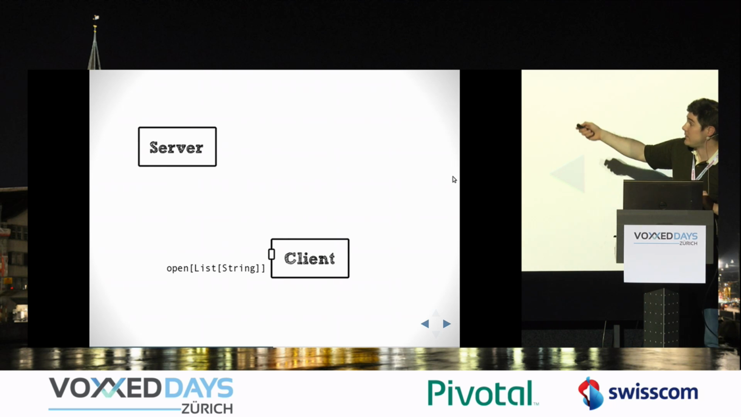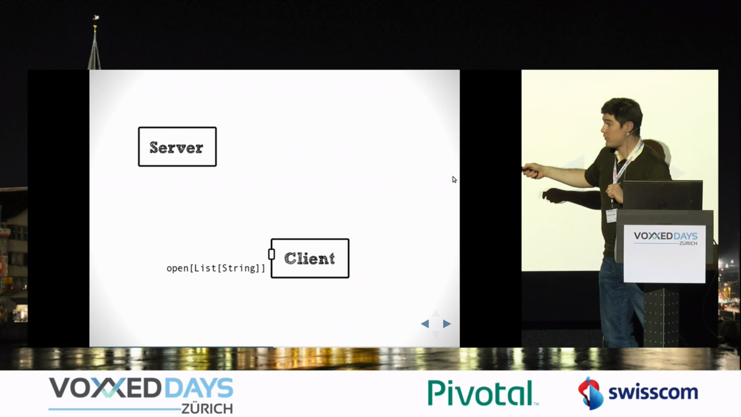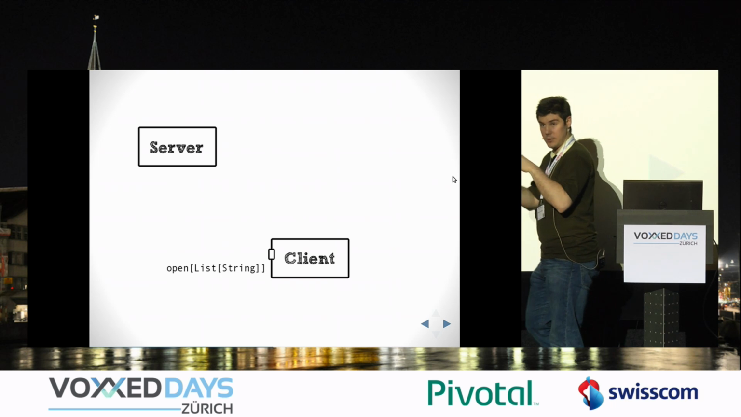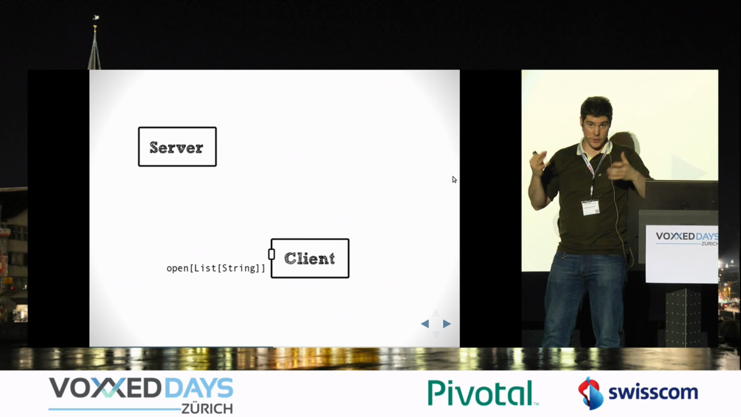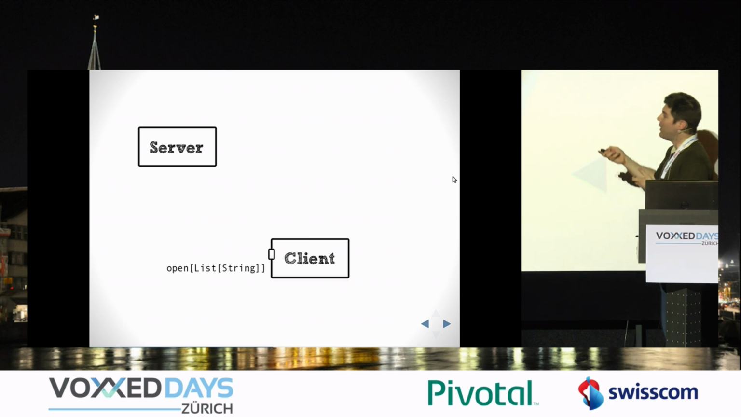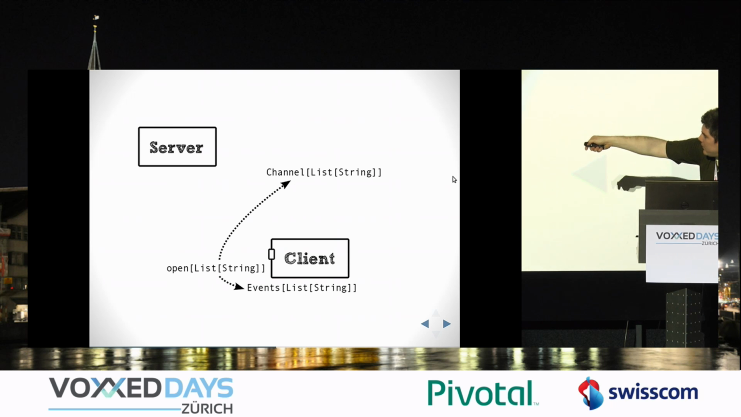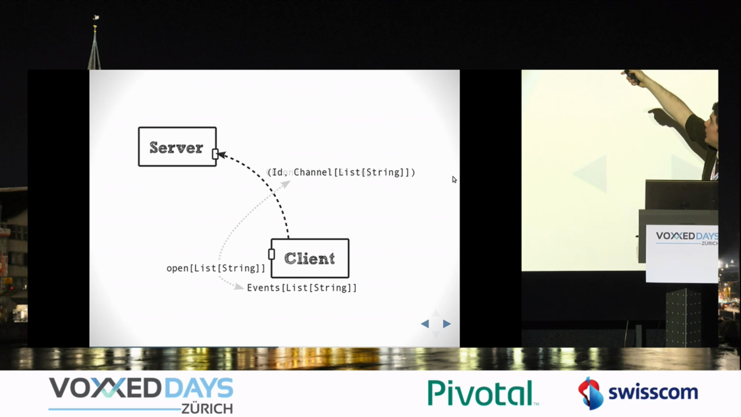Concretely, what the client needs to do is open a new channel of type list of strings, because the data element is a list of strings, so this is what the server needs to reply. When it opens this, it will create a pair of an event stream and a channel. The event stream it will keep locally and watch, read from it. And the channel it will pass to the server together with the ID of the document that it's interested in, because every document in the system has a unique ID.